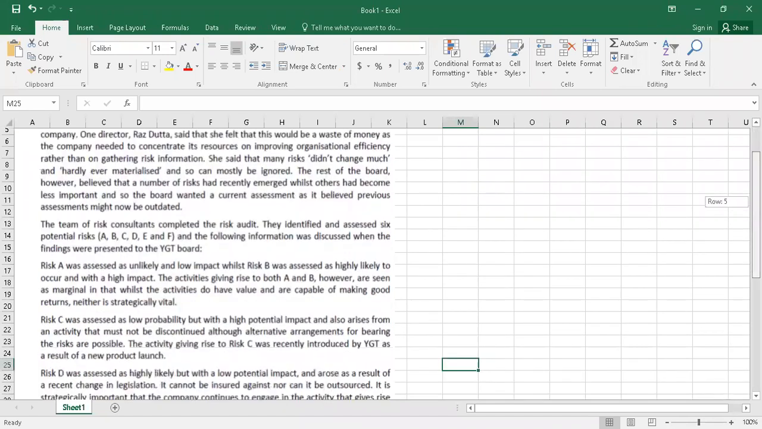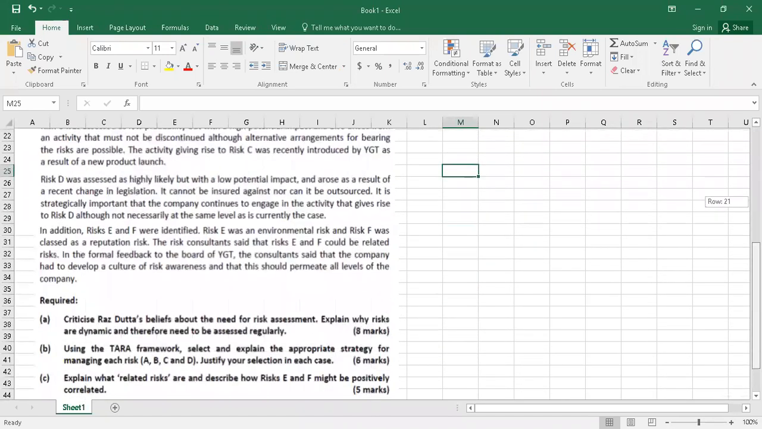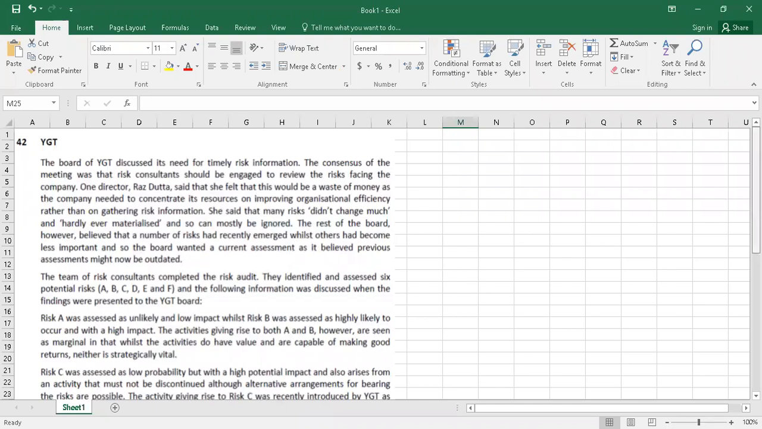Okay. Now the first question is: criticize Raj Datta's belief about the need for risk assessment. Explain why risks are dynamic and therefore need to be assessed regularly. So, if this is the question, I hope you're able to see the Excel file.